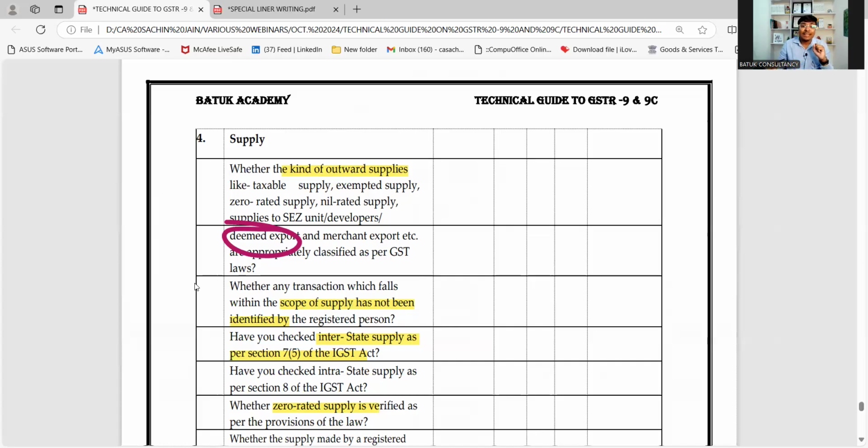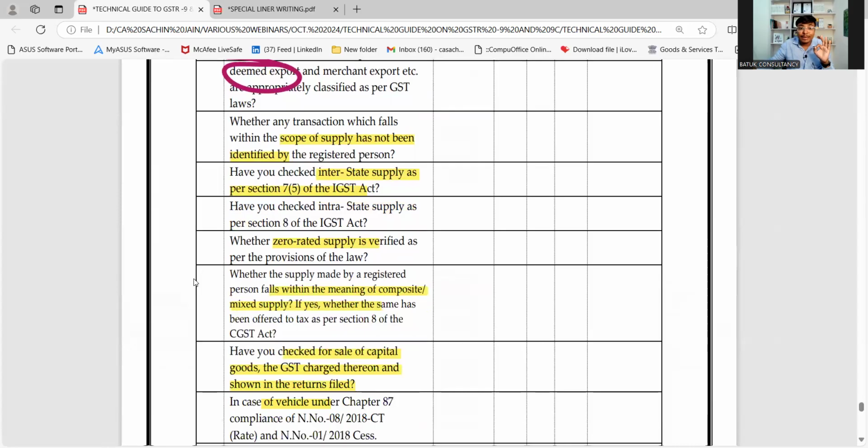We also need to check that the supply has been determined in the correct way or not, because GST will only be charged when a particular activity or transaction will be classified as a supply. So we just need to ensure that, sir, this particular transaction is a supply or not. Whether the particular supply is an interstate supply, whether the same is a zero rated supply or not, or if the supply is a zero rated supply made to a special economic zone, in such a situation whether the proper documentation has been taken or not.